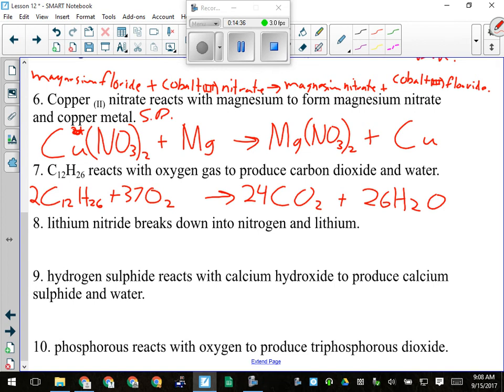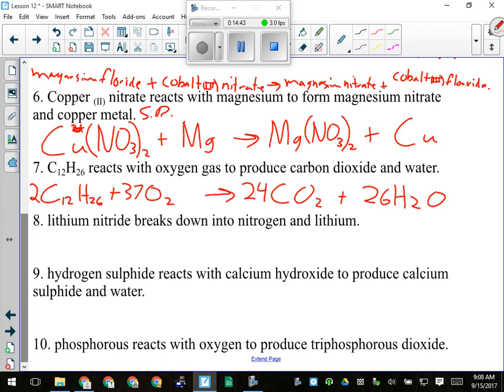All right. How many people have done number 8? Right. Okay, let's go over that one too then. Okay, so I've got lithium nitride breaking down. Okay, so lithium with nitride. Okay, nitride's -3, lithium's +1. So this is going to be Li3N. Okay, and it's breaking down into nitrogen and lithium.